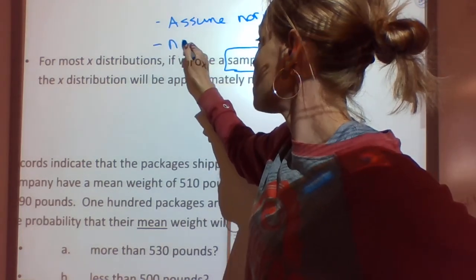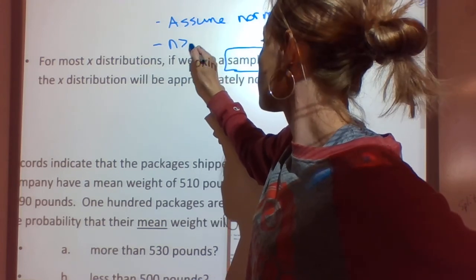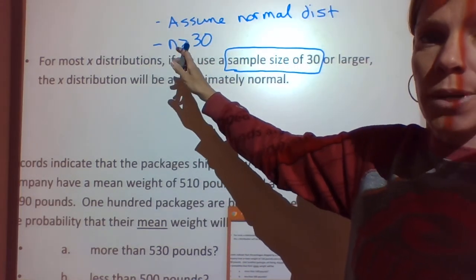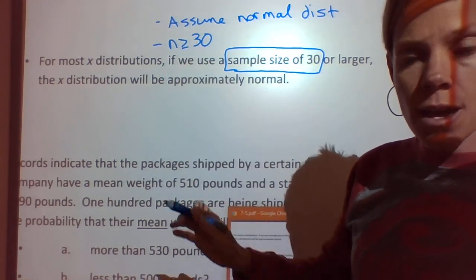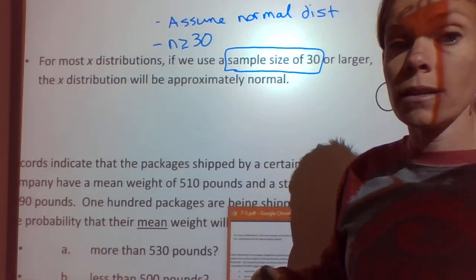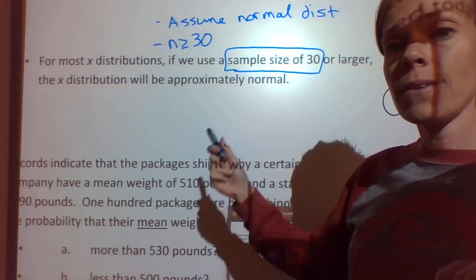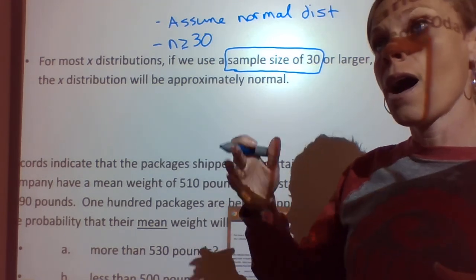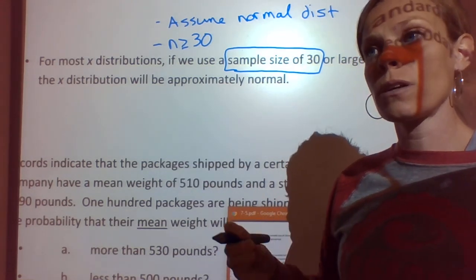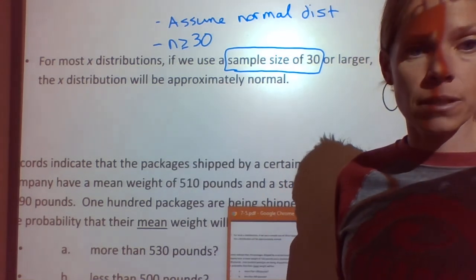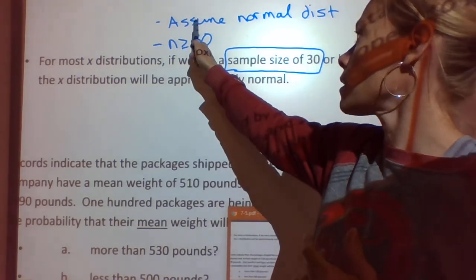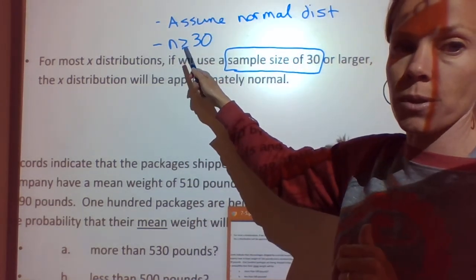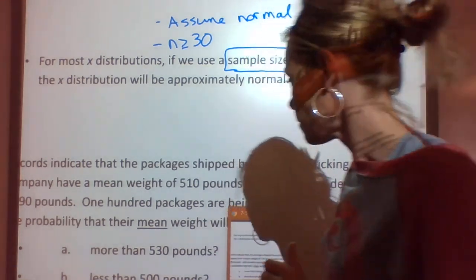or it has to have a sample size of 30 or more. If it meets one of those criteria, then I can go ahead and calculate a z-score and probability. If it doesn't meet one of those criteria, you say, I cannot assume normal distribution, therefore I cannot calculate the probability. Okay, it has to say either assume normal distribution or your n has to be 30 or more. That's really important.